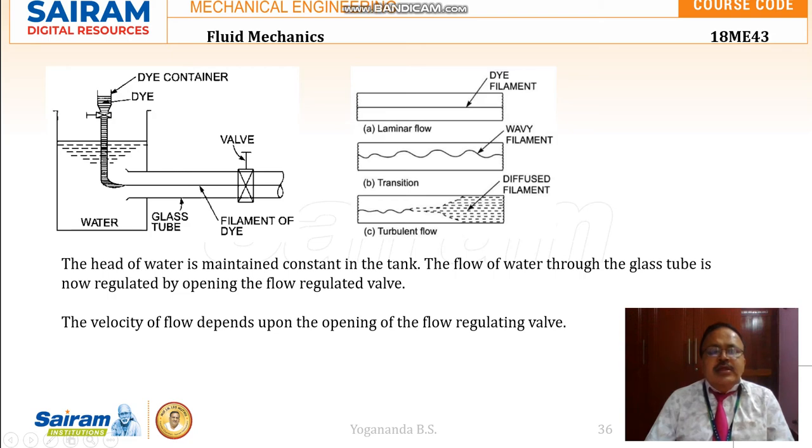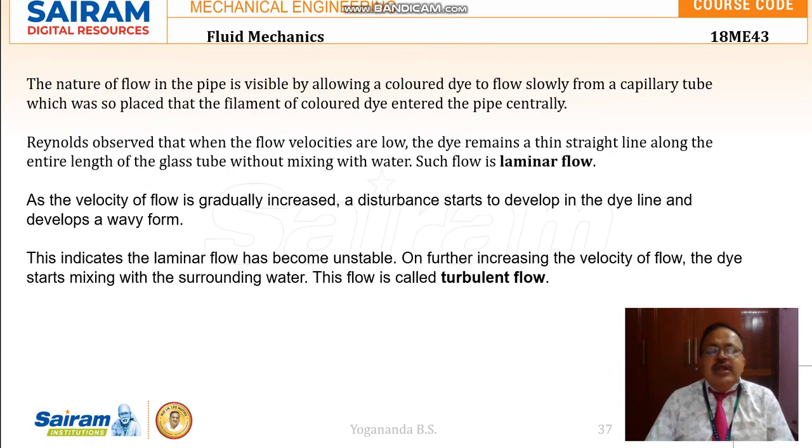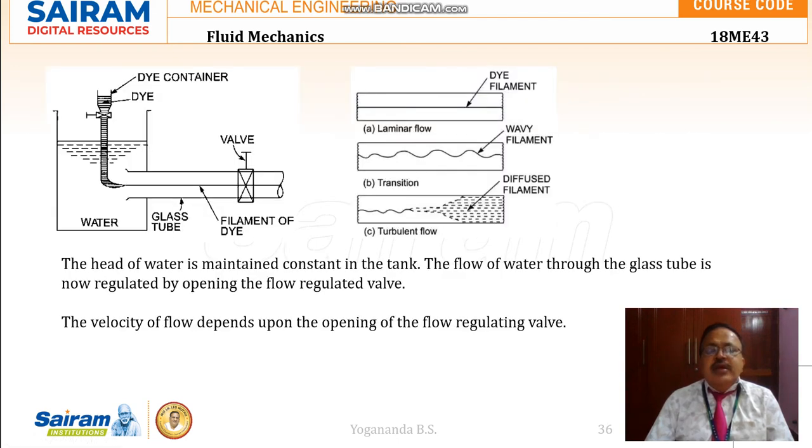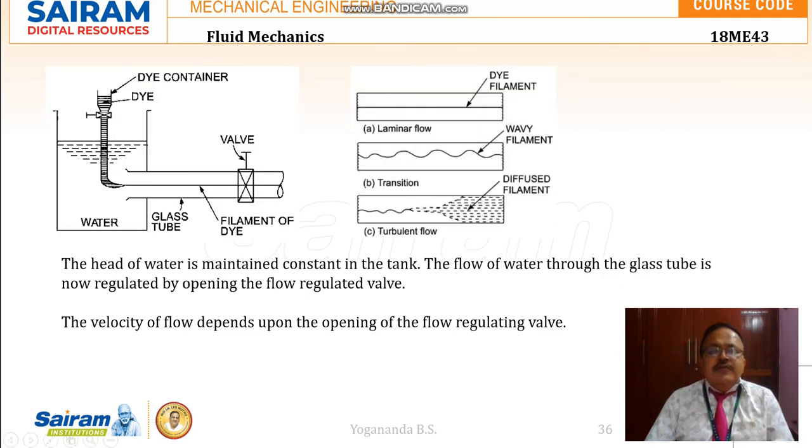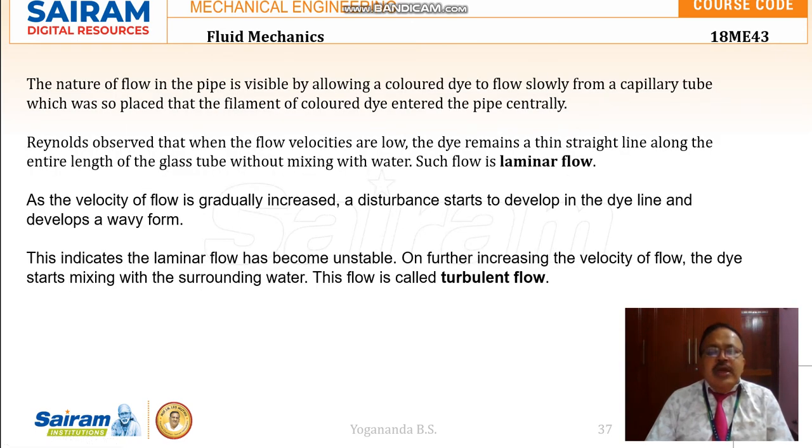if we make the fluid flow with less velocity, the dye remains a thin straight line along the entire length of the glass tube. We can observe the dye filament here. That indicates that the flow of water in the glass tube is laminar, without mixing with water. The dye is not getting mixed with the water. There is only a thin filament of the colored dye flowing in a thin line separately, not mixing with the water. Such flow is laminar flow.